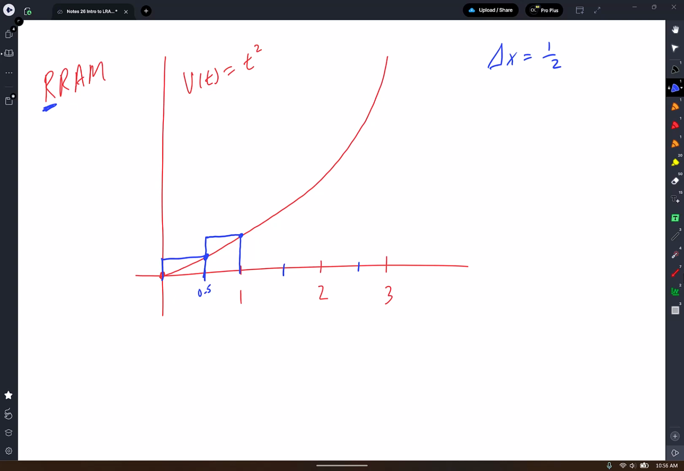It depends on the curve. Between 1 and 1.5, I'm going to go to what x coordinate? 1.5. And then there it is, guys.